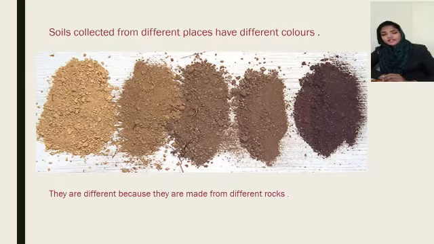Children, did you ever notice the soil of different parts? Are all the soils the same? No, right? Soils collected from different places have different colors. Why is it like that? Because they are made from different rocks. The soils collected from different places are different because they are made from different rocks. Understood?